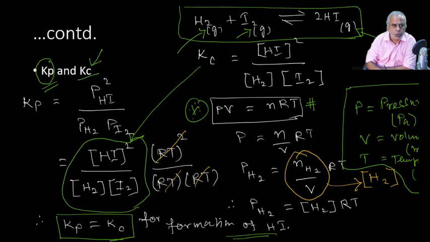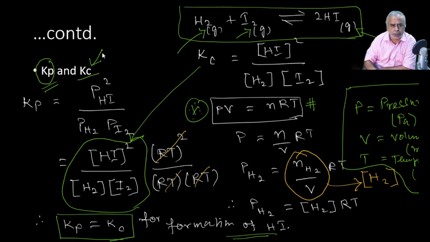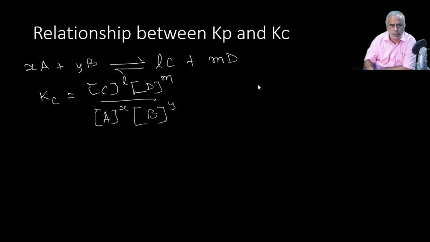Now let us move to the next concept: the relationship between Kp and Kc in a generalized approach. So we have seen here for a specific reaction. Now let me generalize this. In this case, we have the Kp and the Kc term we are going to relate in a general format.